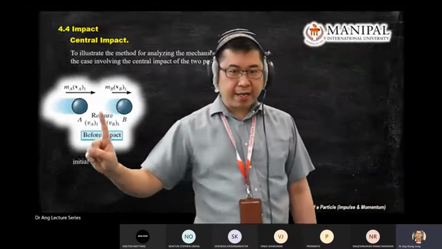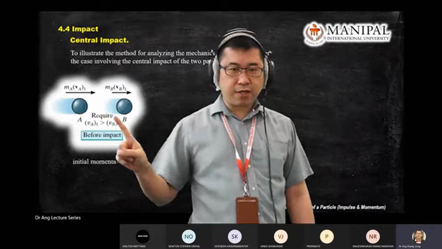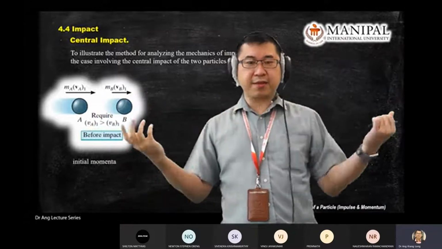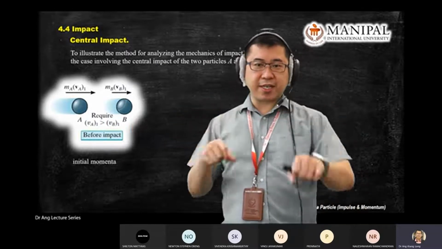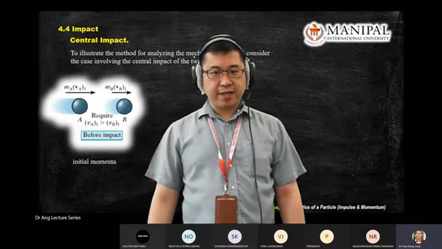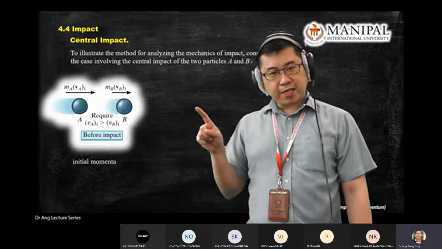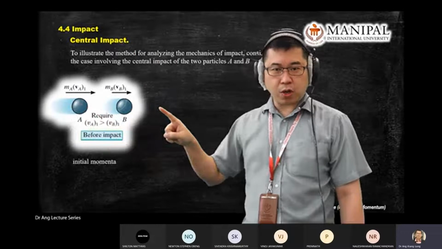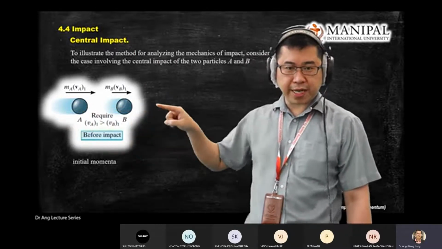Before impact, one of the objects must move faster in this sequence. But if they come from opposite directions, then it doesn't matter, right? If you have two objects chasing each other, then one object must move faster than the other. Okay, different setting. But what is important for central impact is that both of them move along the line of impact, in the same straight line.